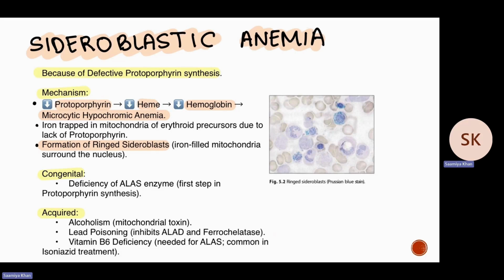And in acquired, it could be alcoholism, lead poisoning, as we know from biochemistry, it's inhibiting ALAD and ferrochelatase, the end process of heme formation, and vitamin B6 deficiency, which is needed for ALAS, common in isoniazid treatment. We can see vitamin B6 deficiency in isoniazid treatment.